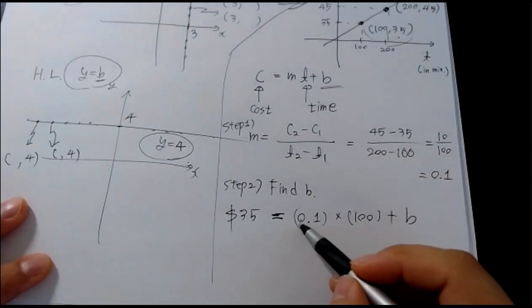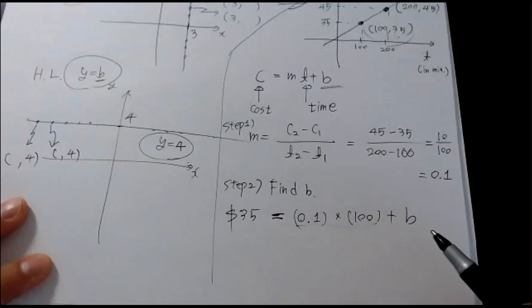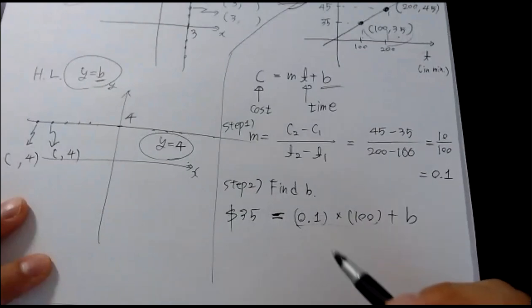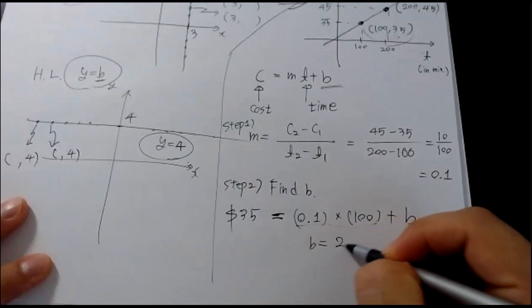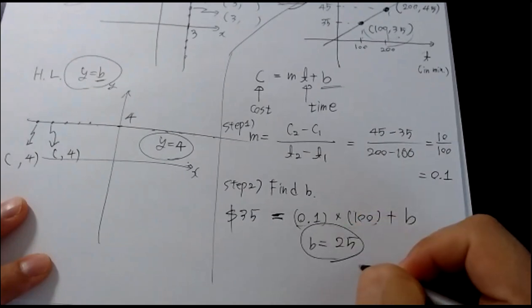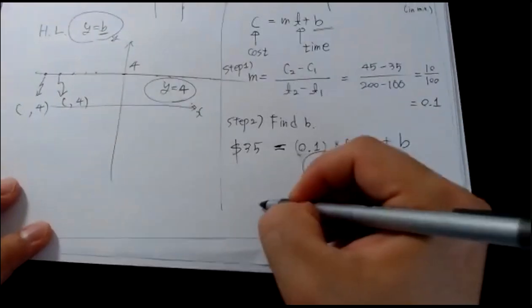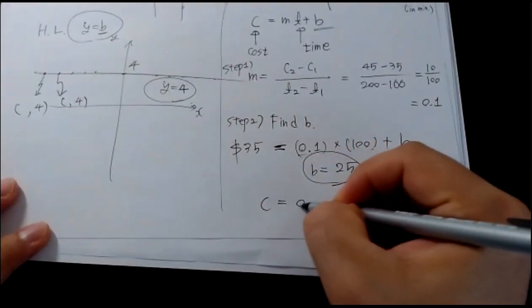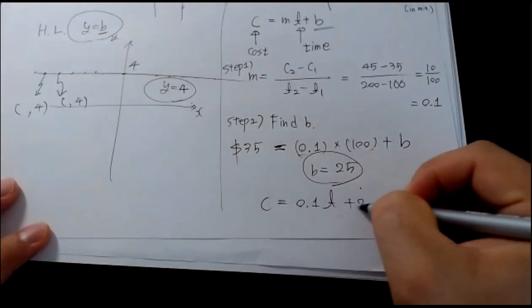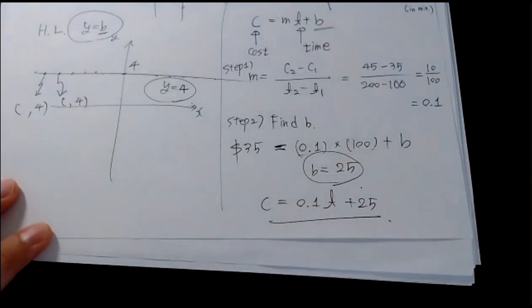Okay, so 0.1 times 100 is what? 10, right? So 10 plus B is 35. It means that B must be 25. Okay, so we got this: C is equal to 0.1 times T plus 25. Okay, we got this. All right.